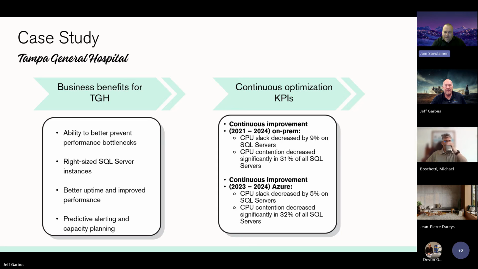So it's important to have those numbers as good as possible, as excellent as possible. And then on the Azure side, from 23 to 24 alone, the CPU slack decreased by 5% on SQL servers, and the CPU congestion decreased 32% of all the SQL servers. So those are just a couple more technical KPIs on the environment.